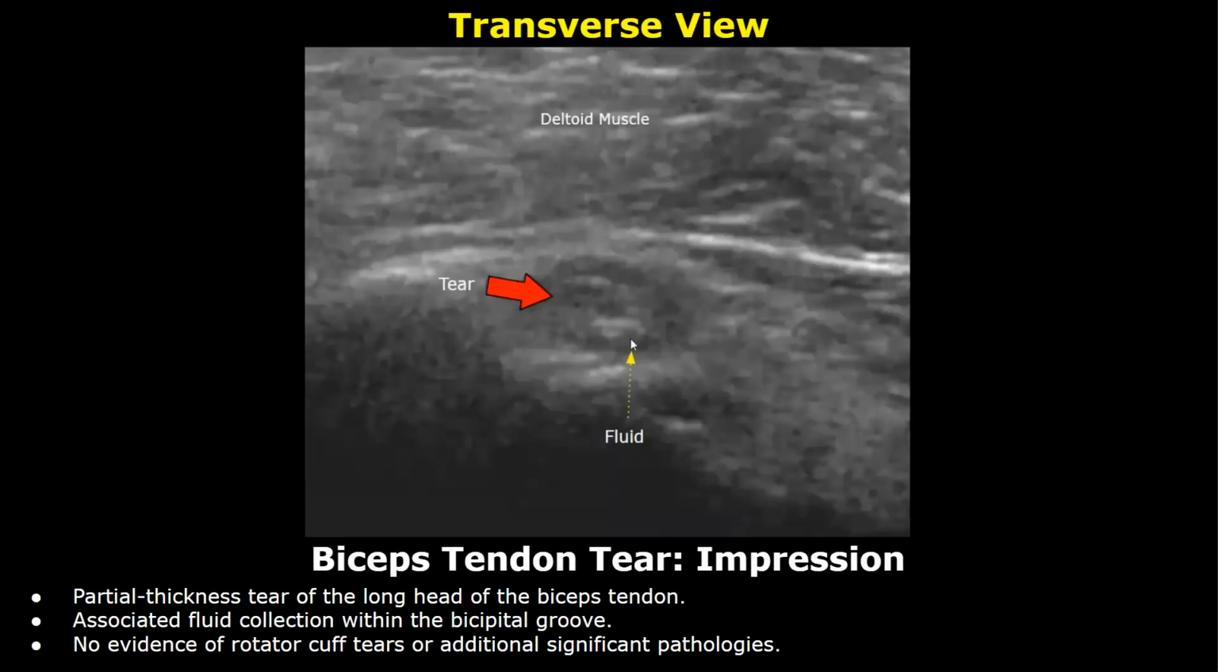And here is the impression, partial thickness tear of the long head of the biceps tendon, associated fluid collection within the bicipital groove. No evidence of rotator cuff tears or additional significant pathologies.